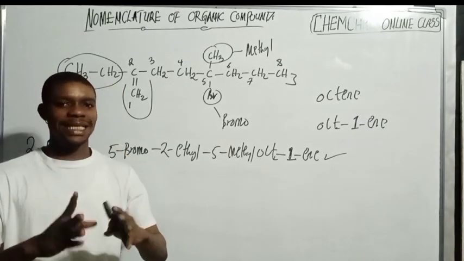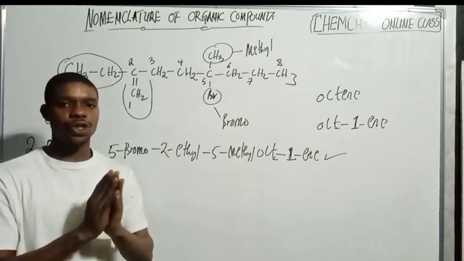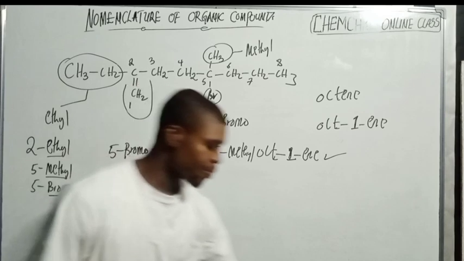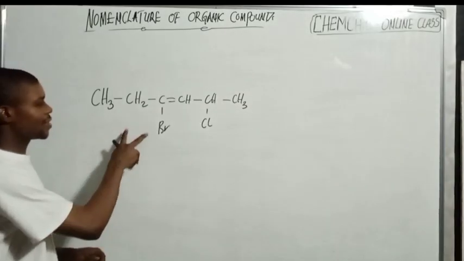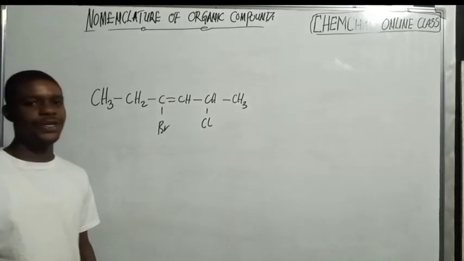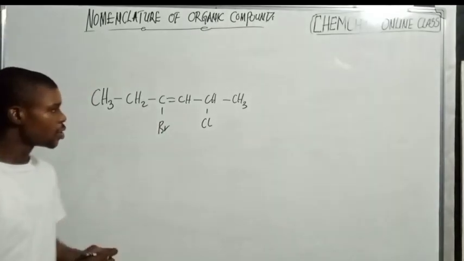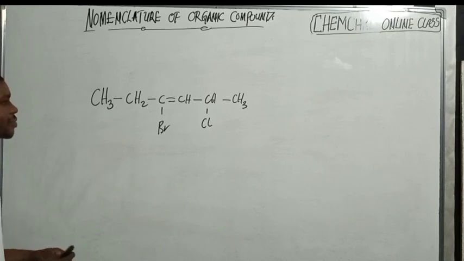So now, like when I said, it's going to be a complete video on nomenclature of organic compounds, right? So this one is the alkene. Now, let's look at another one. Let's look at this structure here. Pause the video and check if you can name this compound. Pause the video. So let's look at it very well.